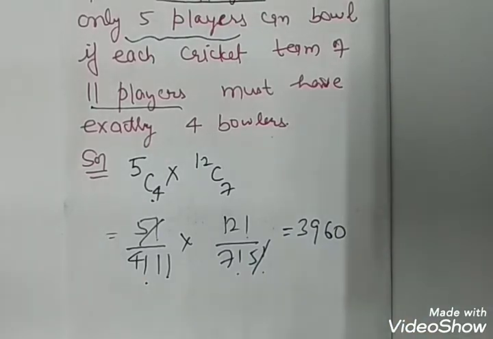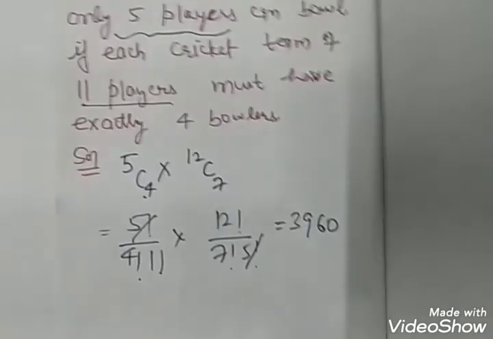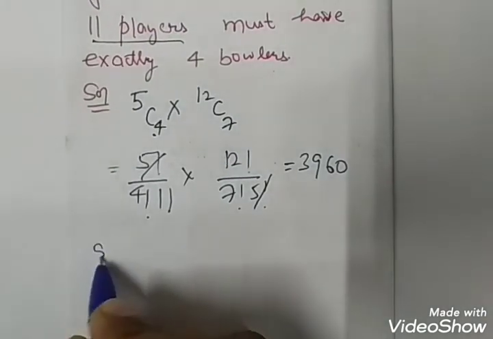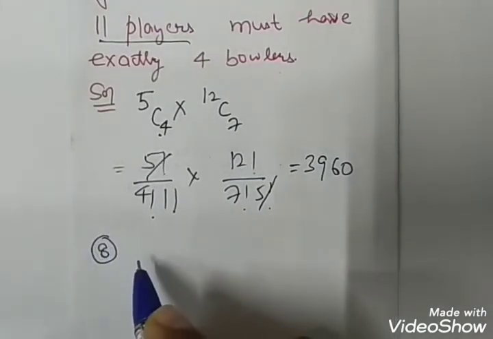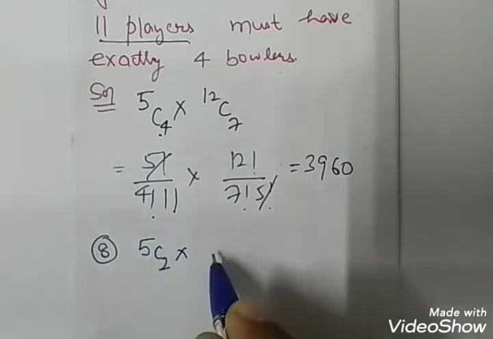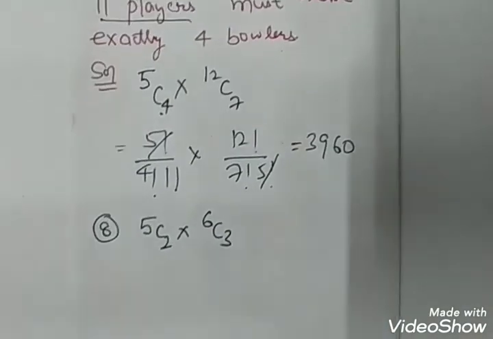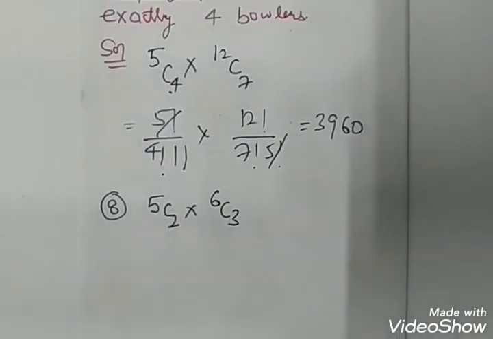Now, you can easily do question number 8 by yourself. I am just giving you the hint for 8. The hint for 8 is that 5 black balls and 6 red balls are available. You have to pick 2 from black balls and 3 from red balls. Do it by yourself.